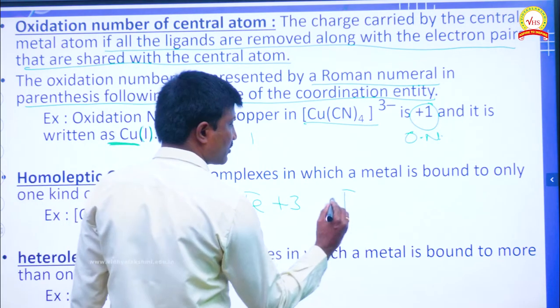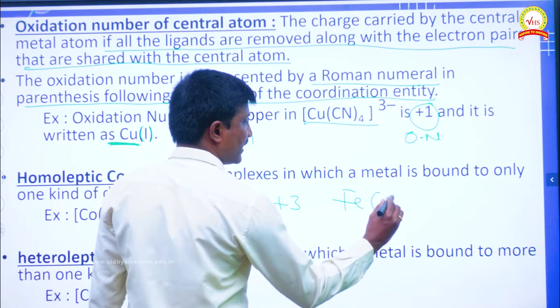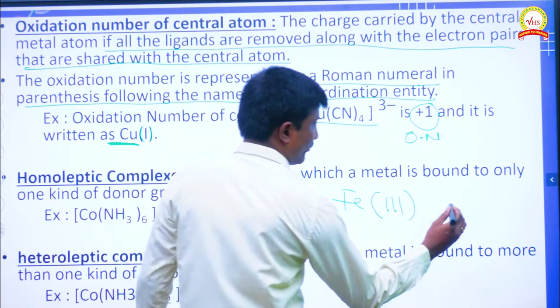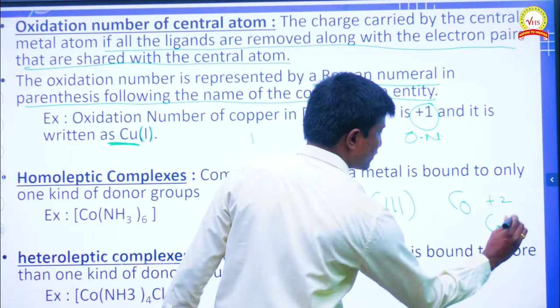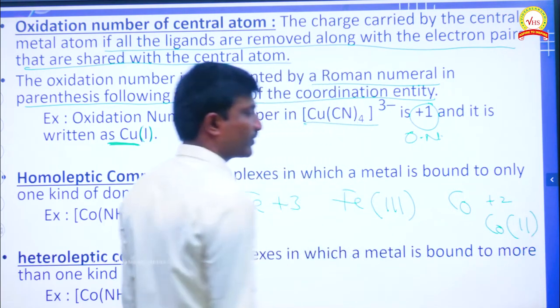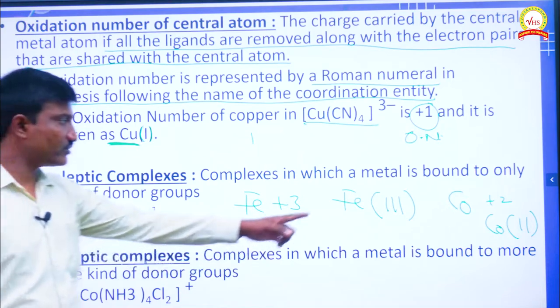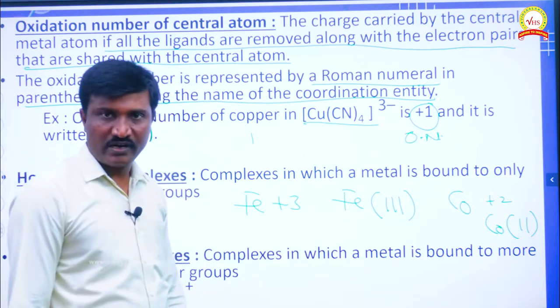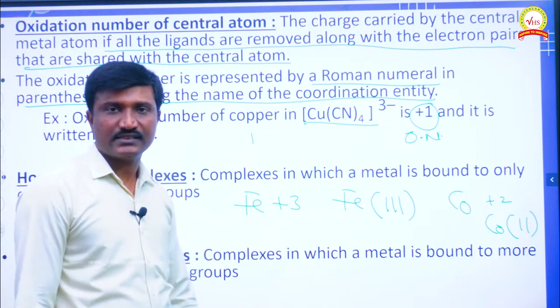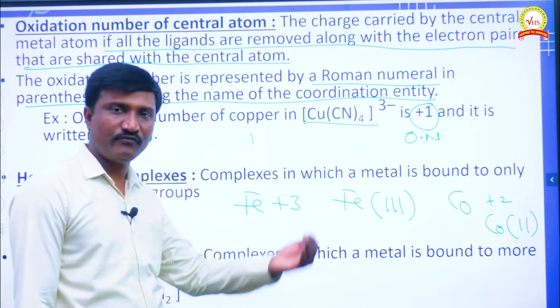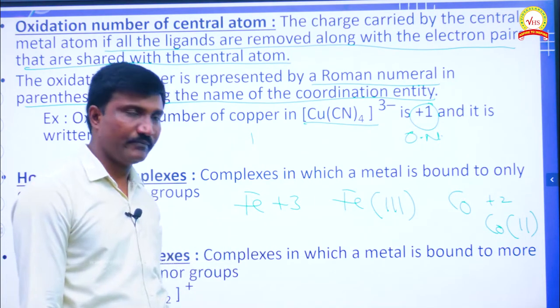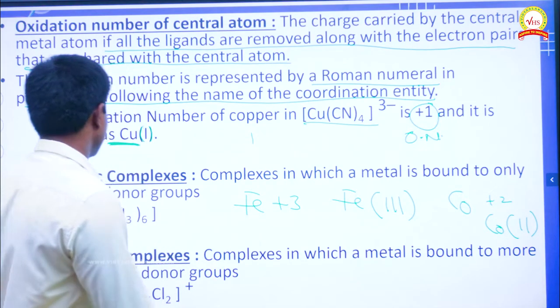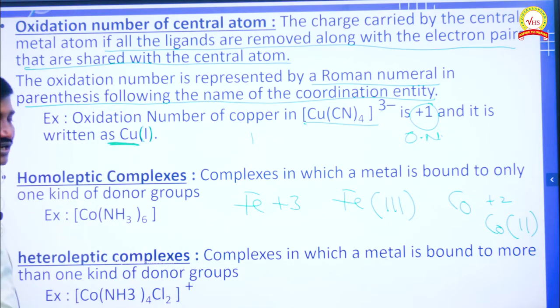For example, in a compound, if iron is going to form the +3 state, how do we write that oxidation state? Iron(III). How do we write cobalt +2? Cobalt(II). So that oxidation state we should write in Roman numerals in parenthesis, and before that we have to write the metal symbol or metal name. So this is about oxidation number.